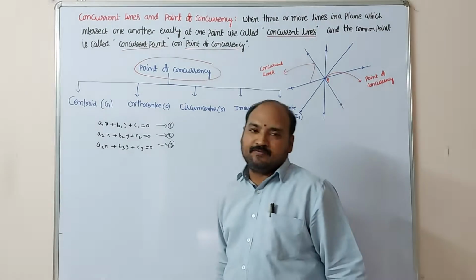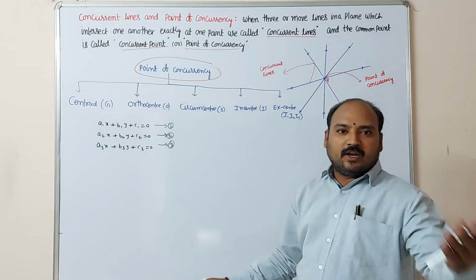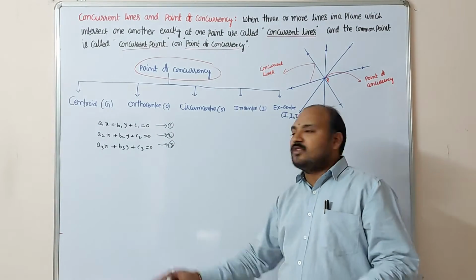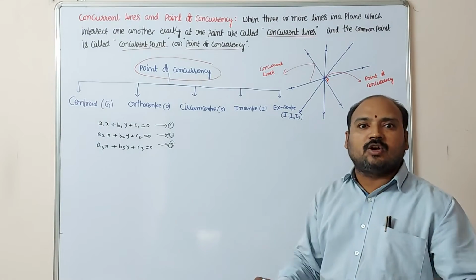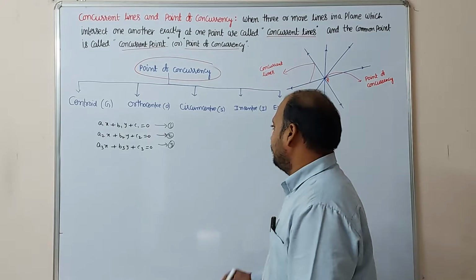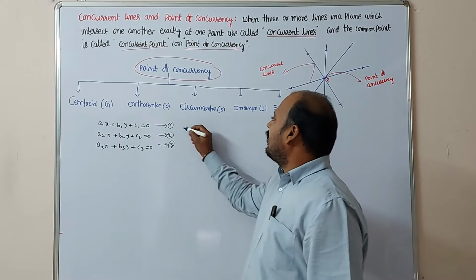So this is the first method: solve any two equations among the three, and we get the x comma y point of concurrency. You can substitute that in the remaining equation. If it satisfies, the lines are concurrent. Otherwise, not concurrent. Now, the shortcut: generally, the lines are concurrent.